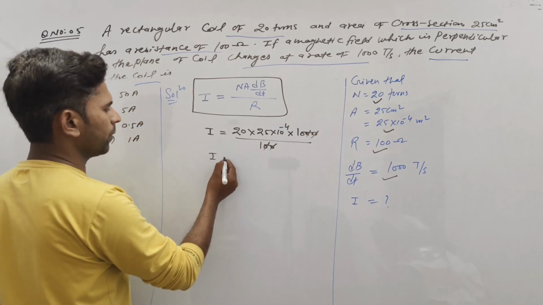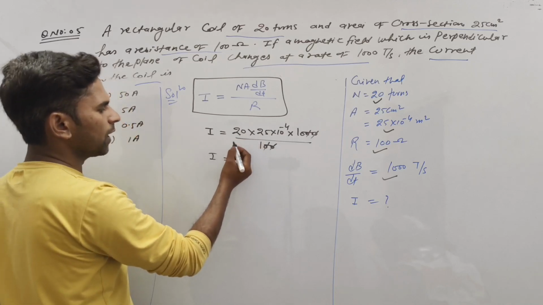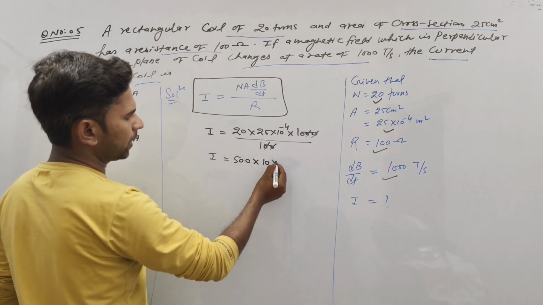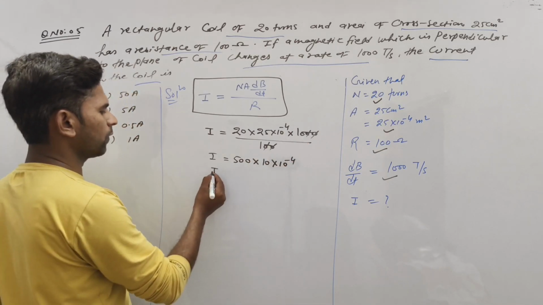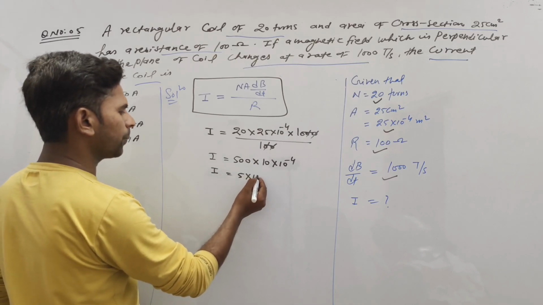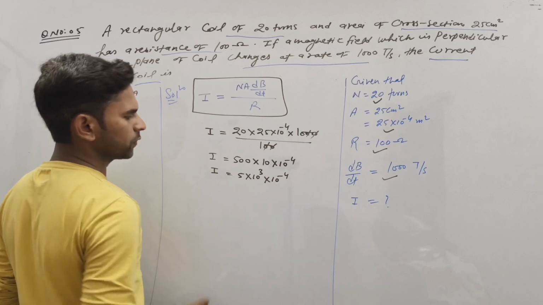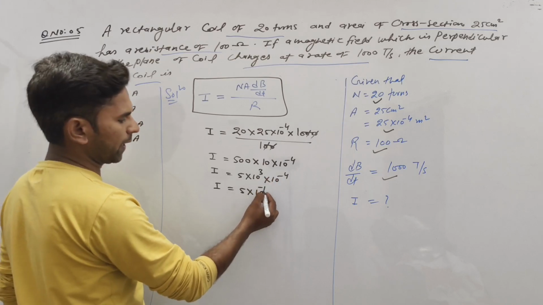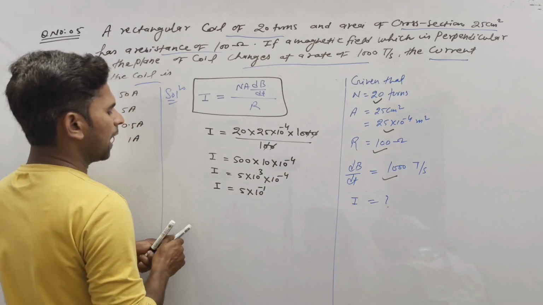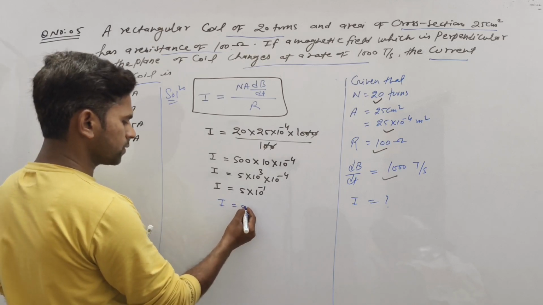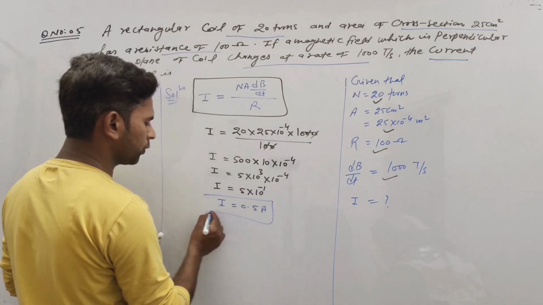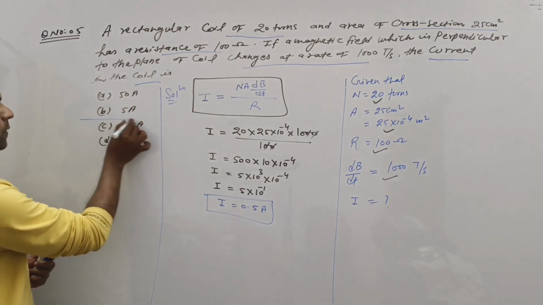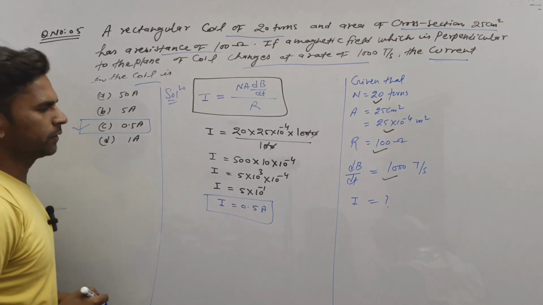Now multiply 25 by 2, which gives 50, and 10 multiplied by 10 power minus 4. Now you can solve it. I is equal to 5 multiplied by 10 power 3 multiplied by 10 power minus 4. So 5 multiplied by 10 power minus 4 plus 3, which is 10 power minus 1. Finally you can write I is equal to 0.5 ampere. So this is the final answer of this problem. Option C is the correct answer of this question.